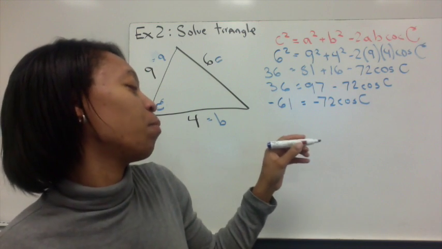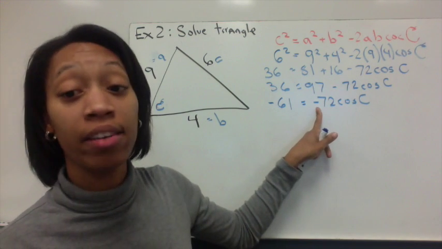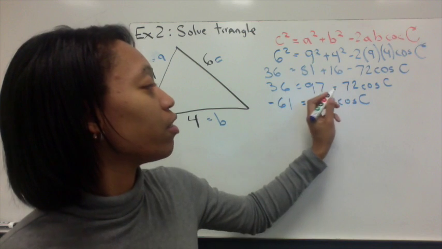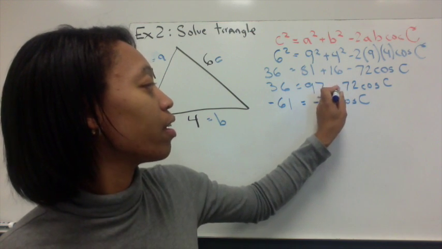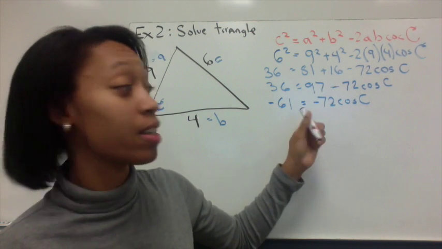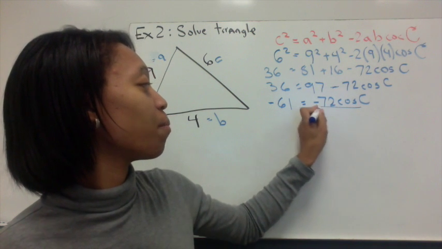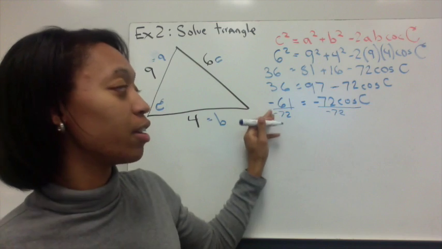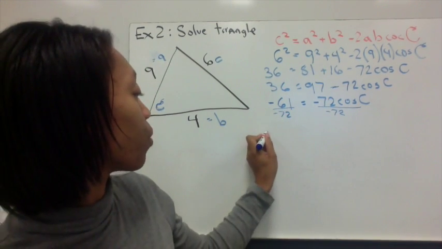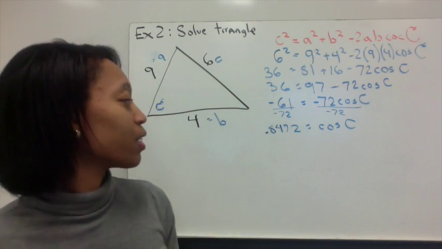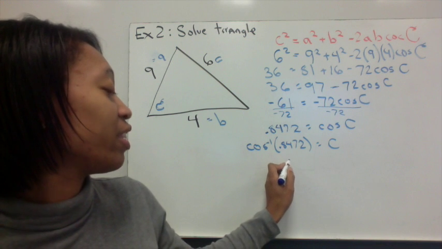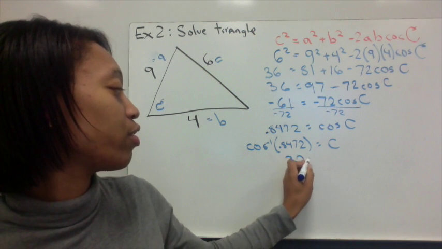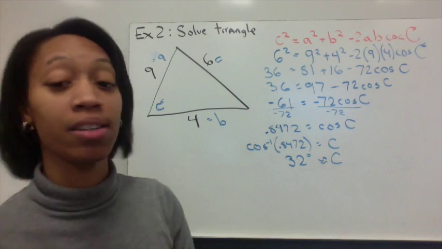A common mistake people make when solving this is to forget the negative sign that's in front of the 72. Don't forget to bring that along with it, so that when you divide both sides by 72, you're going to divide by negative 72, and you're going to get a positive number over here. It's 0.84. Now we take the inverse cosine, and rounding to the nearest angle, we have 32 degrees for C.